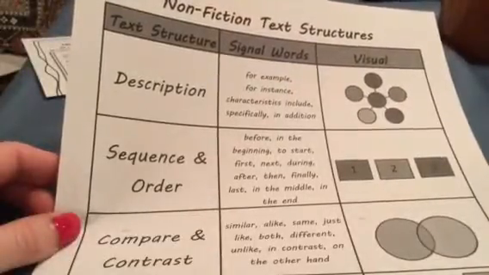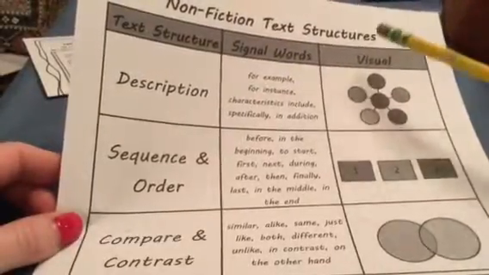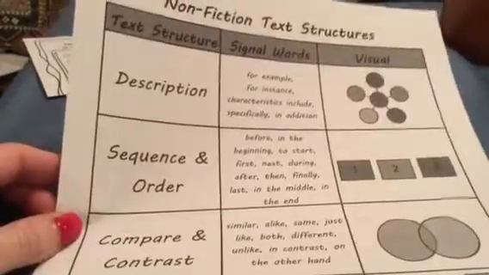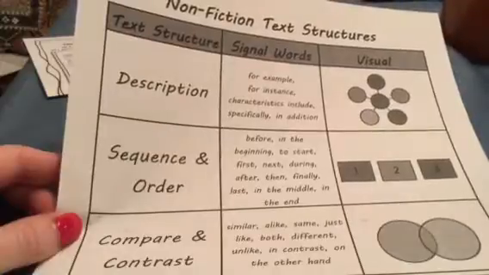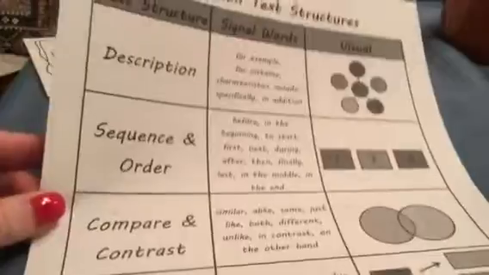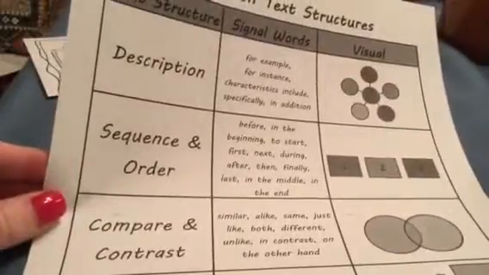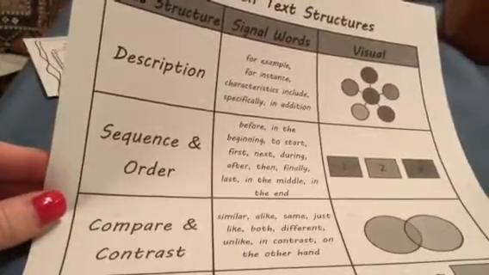In this video, we're going to talk about text structures. And when I say text structures, I'm talking about how the author chose to organize the writing. And there are about 5 ways that most pieces of writing fall into. The first one is description.